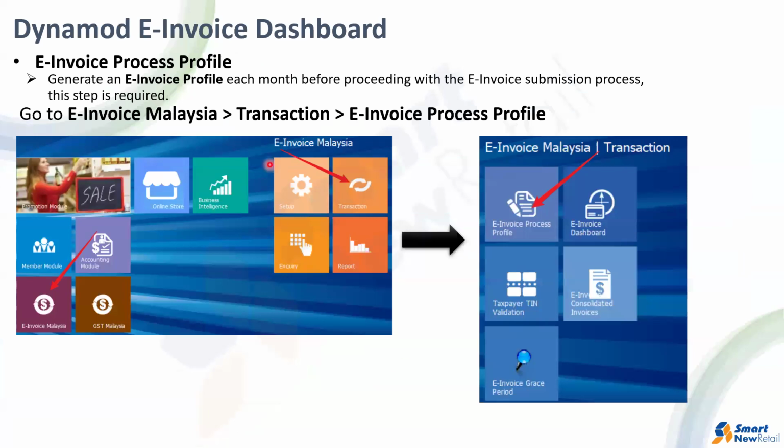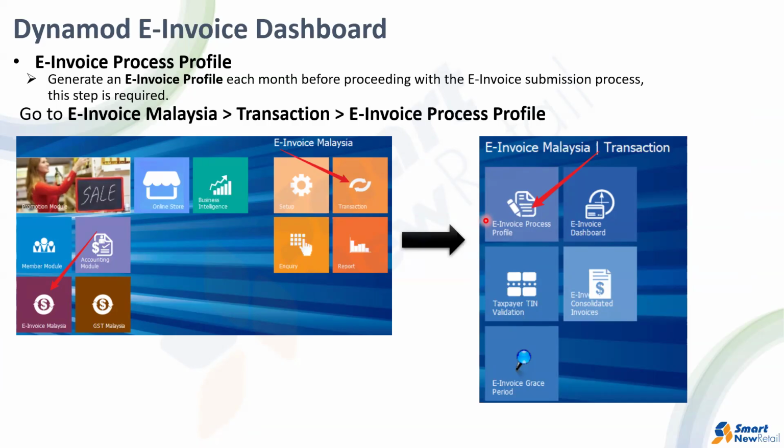Okay, to access the dashboard, after you log into Dynamod, go to the main menu, access E-Invoice Malaysia, go to transaction, and you will be able to see it. Oh, this is not about the dashboard first, sorry. They're actually asking you to create the process profile first. Okay, a little bit of info about what a process profile is.